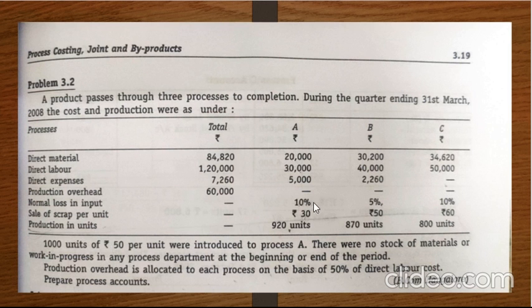Out of 1,000, 10% is normal loss. Then the remaining out of that 5% is charged. So then the remaining from process B, the amount 10% will be charged. So now let us get into the problem.